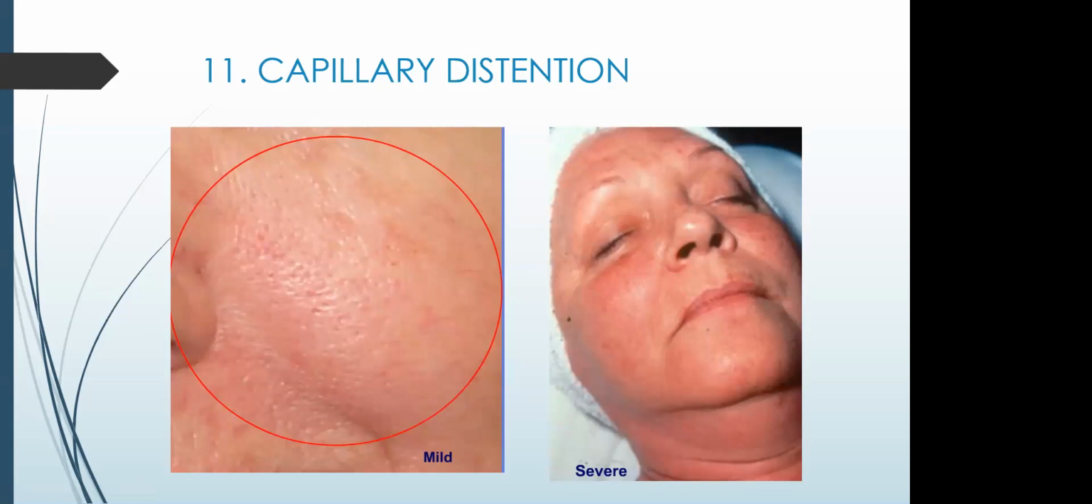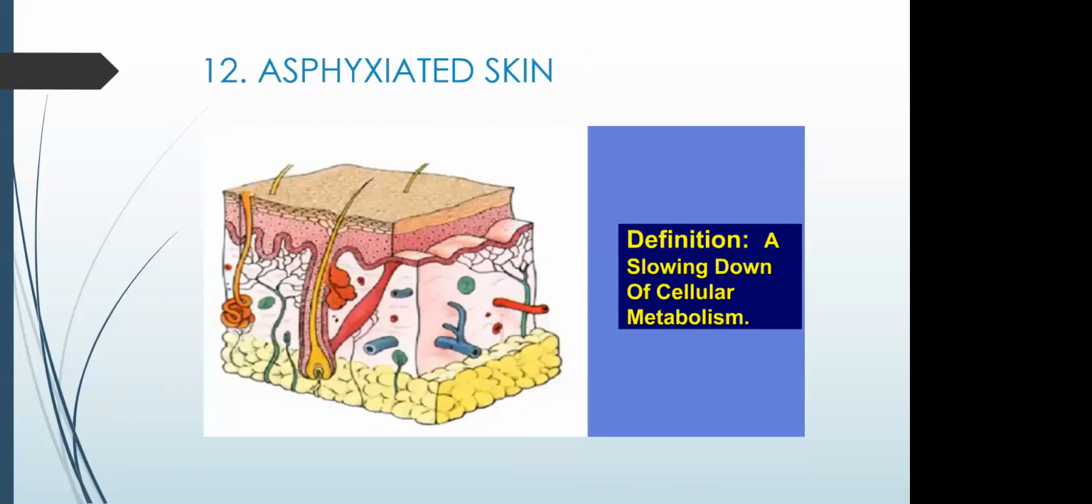So here are some examples of distended capillaries. Some causes are increased pressure on the capillary walls due to dehydration, congestion, inflammation, or increased blood pressure. And the last one is asphyxiated skin. This is a dull, lifeless complexion. The skin often appears shallow and gray.